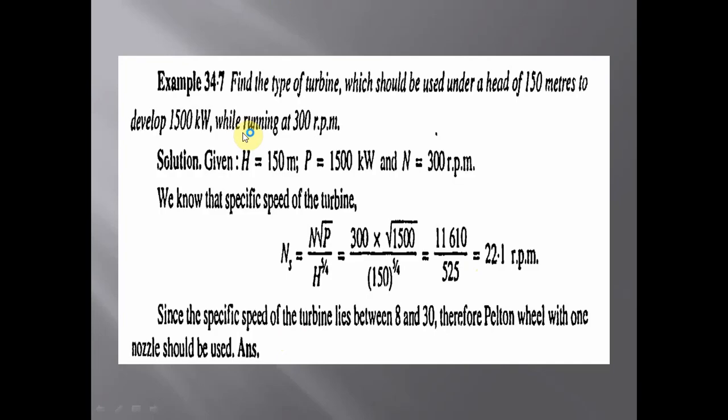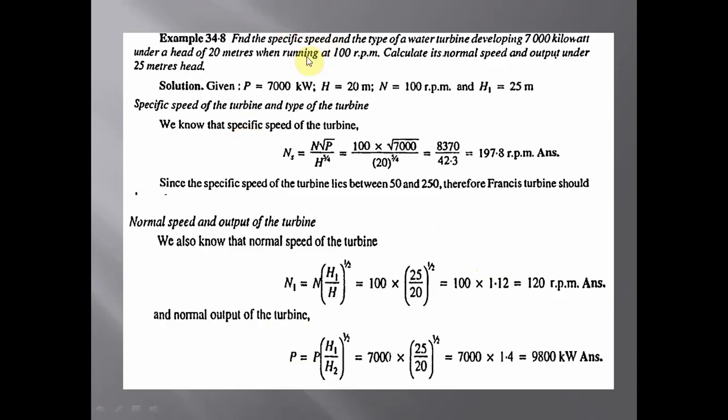Next one is to find the specific speed and the type of water turbine developing 7000 kilowatts under a head of 20 meters when running at 100 rotations per minute. Calculate its normal speed and output under a 25 meter head. So given P equal to 7000 kilowatts, H equal to 20 meters, N equal to 100 rpm, and Hn equal to 25 meters.